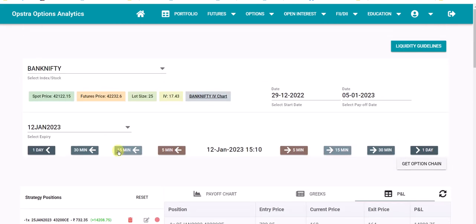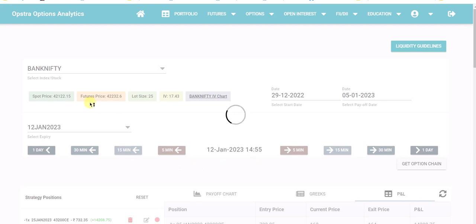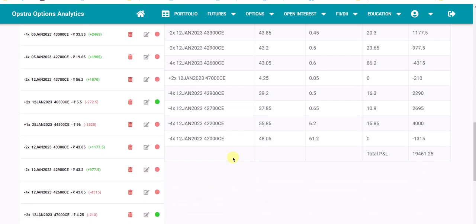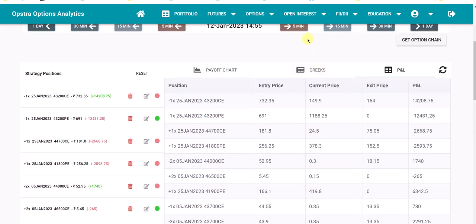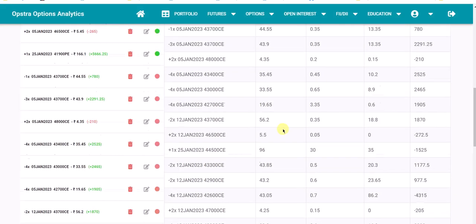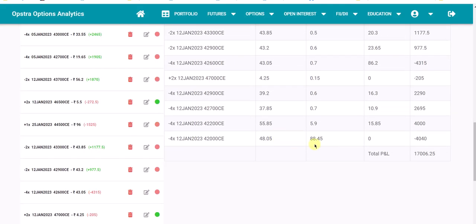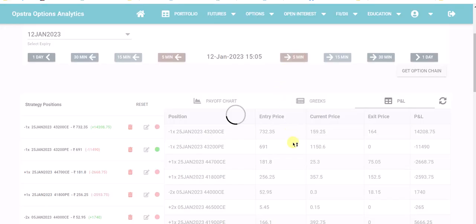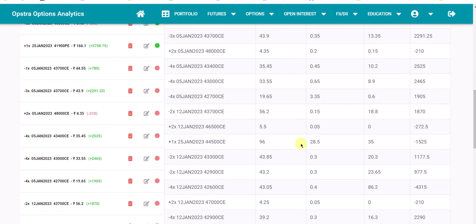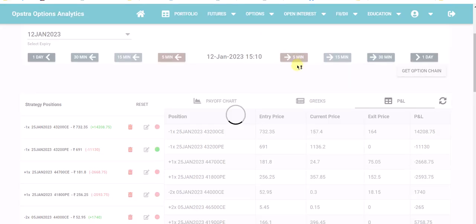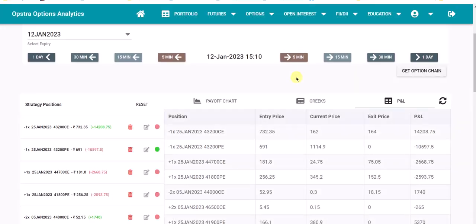So let me go back 15 minutes. At 100 we can take a decision. Minutes, there is a sudden up movement, it looks like. Yeah, let's move another 5 minutes. If it is 90 plus, I can exit.